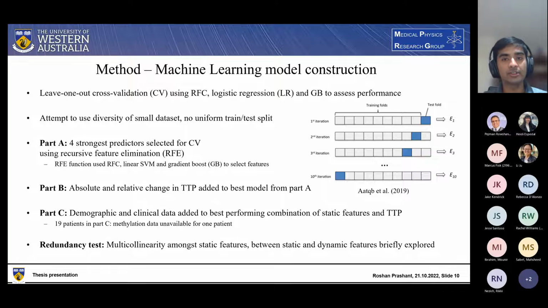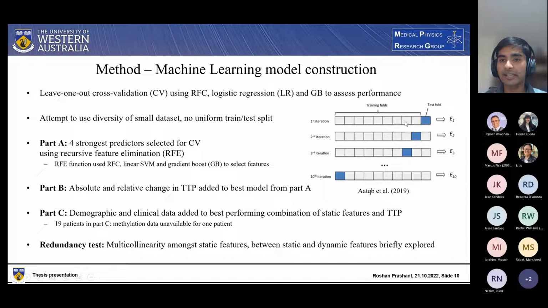In the machine learning segment of the study, leave-one-out cross-validation was implemented to assess model performance. The different machine learning algorithms implemented in this cross-validation were random forest, logistic regression, and gradient boosting. This figure shows how the leave-one-out cross-validation algorithm works.